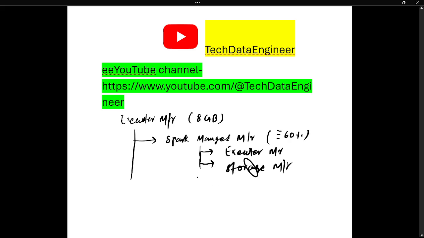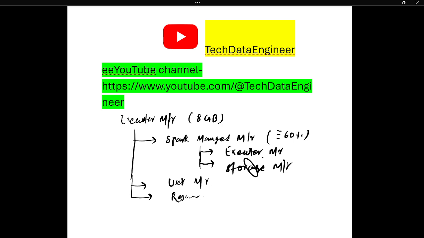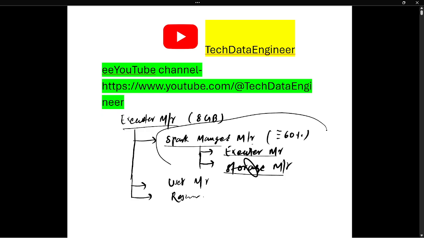Then other than that we have user memory and reserved memory. So within the executor memory we have Spark managed memory, with execution memory and storage memory. Out of memory issues will happen only here. If we are not managing things correctly, what are the solutions we have?